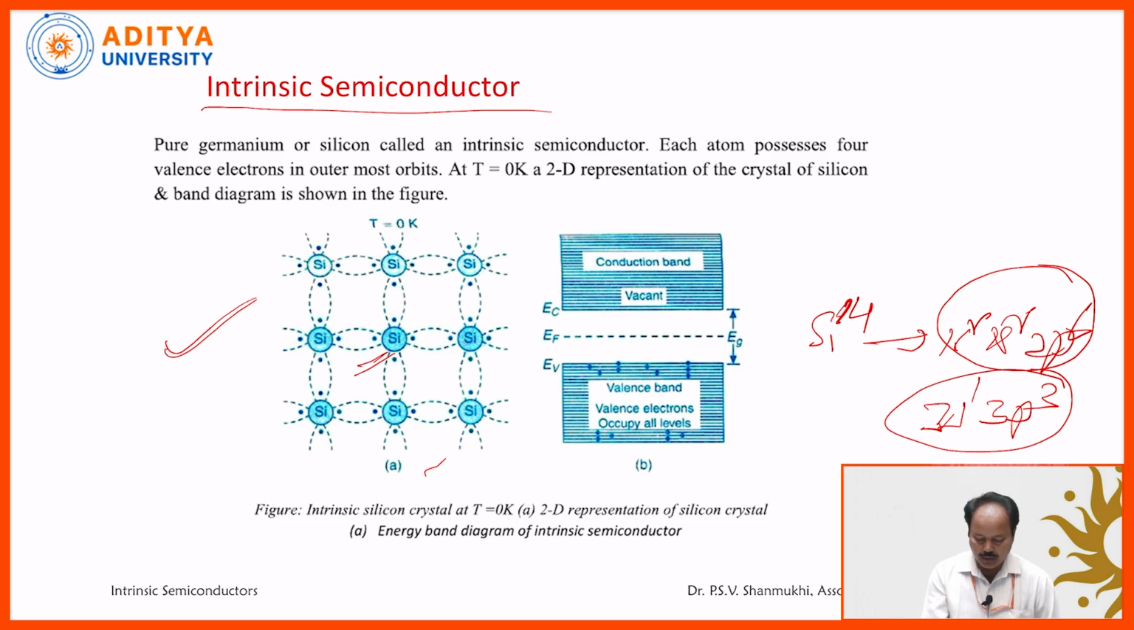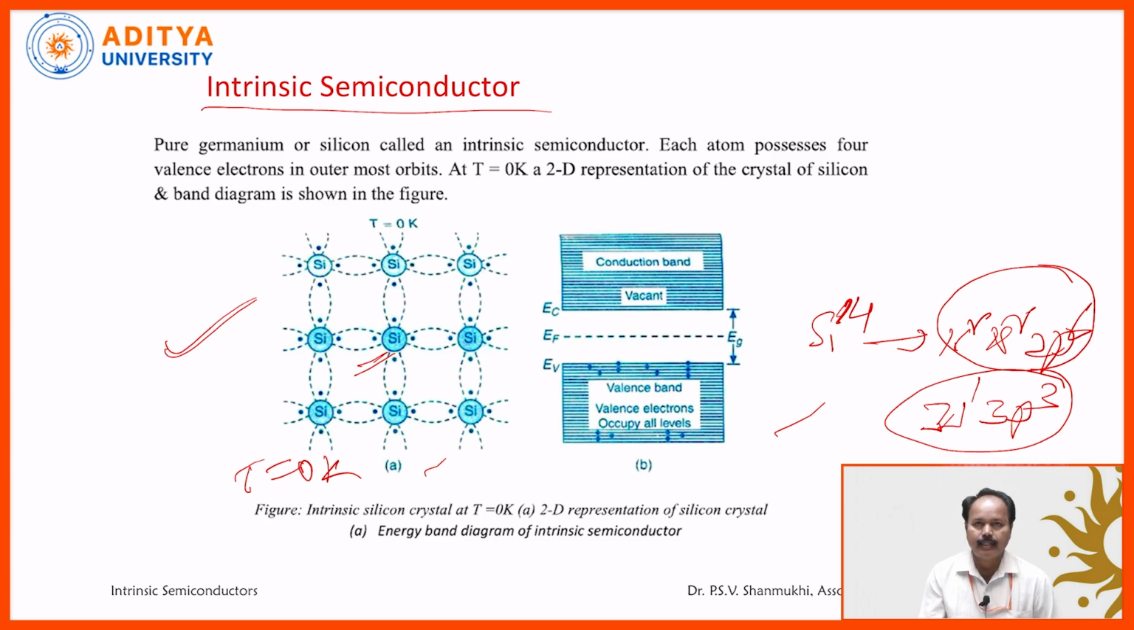So at T equal to 0 degree Kelvin, this is the crystal structure. There are no free electrons, no free holes, nothing at all. That's why this material behaves like an insulator at 0 degree Kelvin. Other than 0 K, electrons will go to the higher levels, we shall discuss that. Now coming to the energy band diagram.